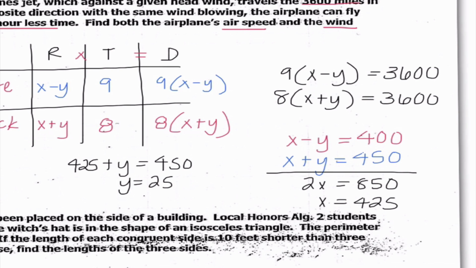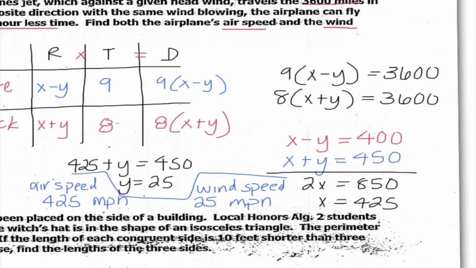So now I need to actually answer the question. We're going to say 425 miles per hour is the airspeed. The wind speed is 25 miles per hour. So we went ahead and found both of those. Now keep in mind, even though I used this particular method, we could have used Cramer's rule, we could have used substitution. You can use whatever method you think is easiest.